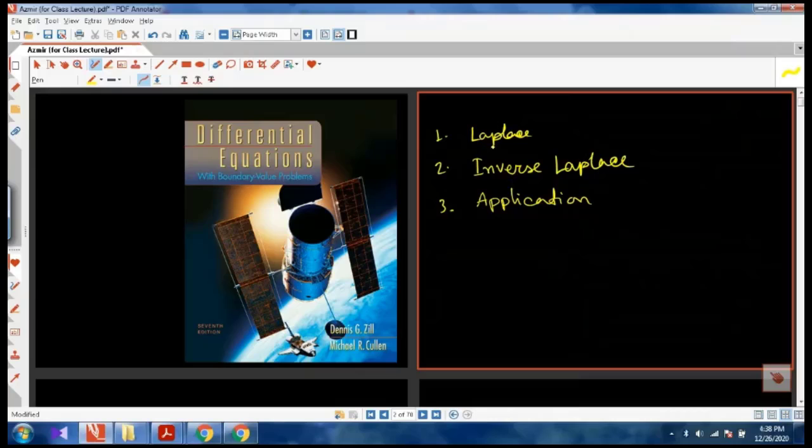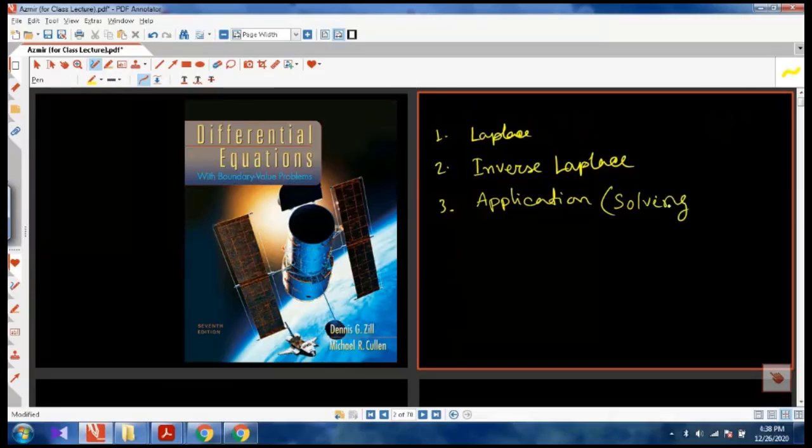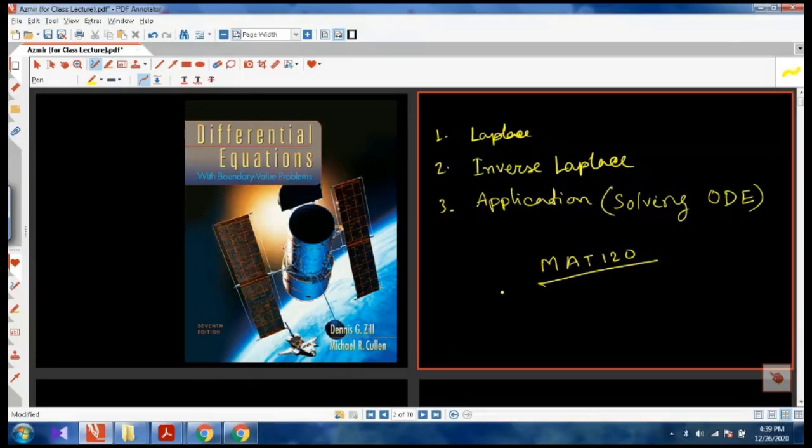So Laplace and inverse Laplace transformation are actually needed to solve ordinary differential equations. We need Laplace and inverse Laplace transform to solve ordinary differential equation. So what is an ordinary differential equation? In Math 120 course, that is integral calculus and differential equation, in that course you have solved some problems of differential equation, ordinary differential equation.